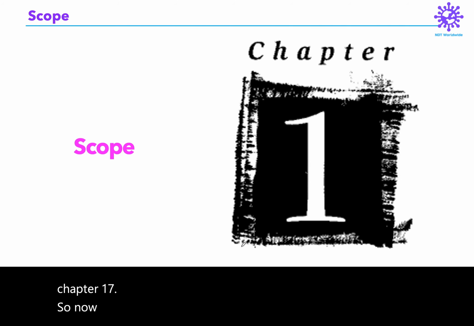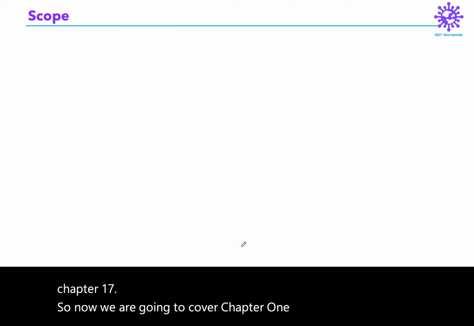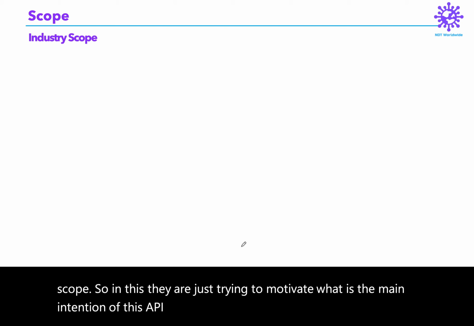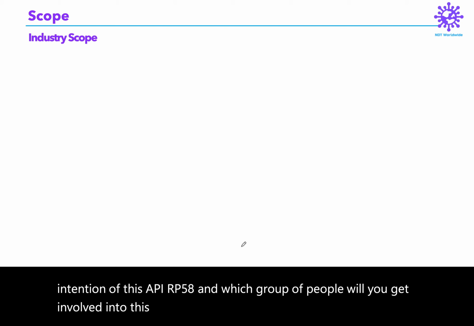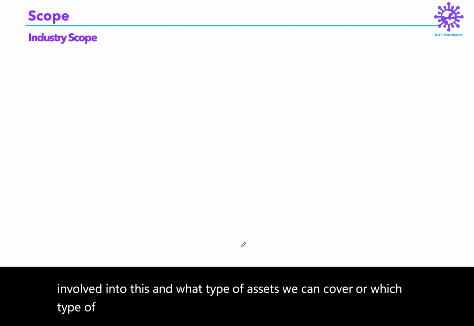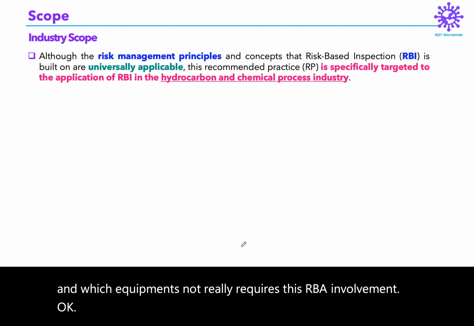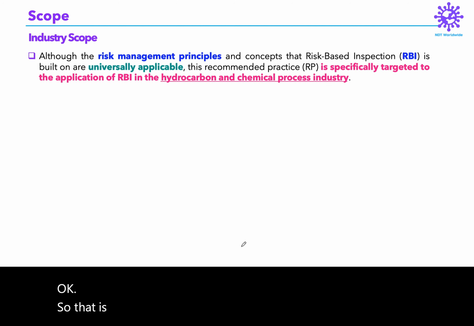So now we are going to cover chapter 1, which is nothing but the scope. In this, they are just trying to explain the main intention of API RP 580, which group of people will get involved, what type of assets or equipment we can cover as part of this RBI program, and which equipment does not really require RBI involvement. Okay, so that is industry scope. They started with industry scope.